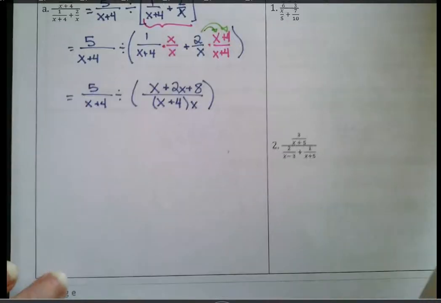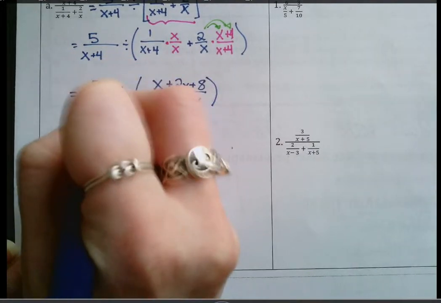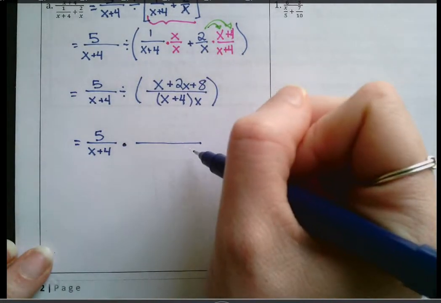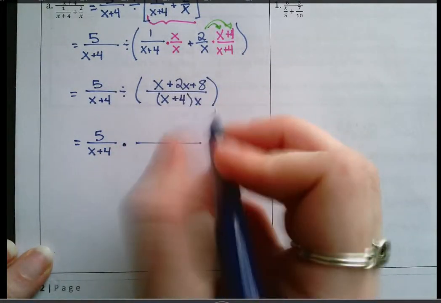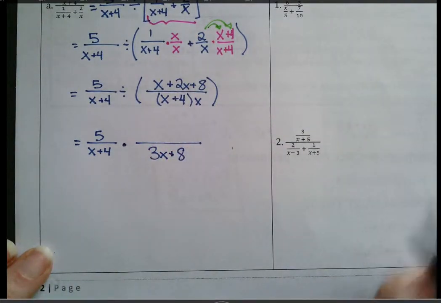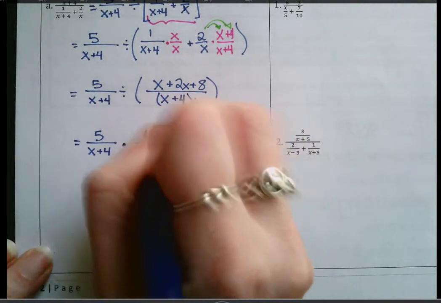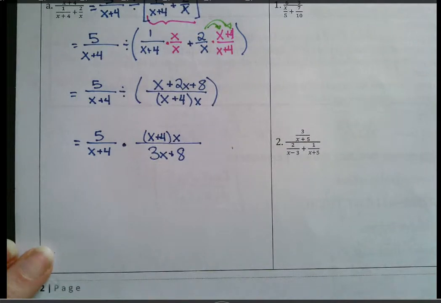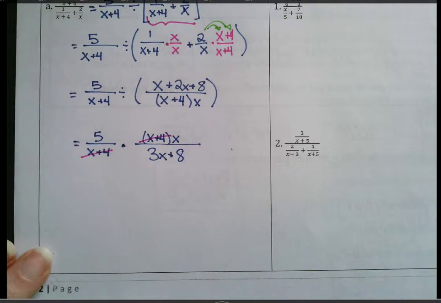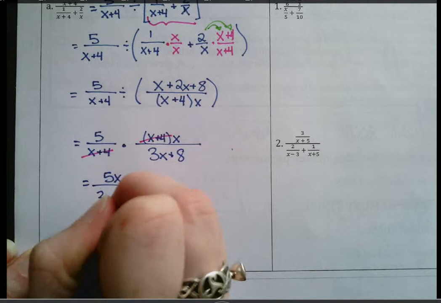So now I just need to take my reciprocal and multiply instead. So 5 over x plus 4, what was in my numerator before is now going to go in my denominator, and I'm going to combine these two terms here. So I have a 3x plus 8 in my denominator now. In my numerator, I'm going to have that x plus 4 times x. The nice thing with this is these x plus 4 cancel because I'm multiplying now. So our final answer is going to be 5x divided by 3x plus 8.